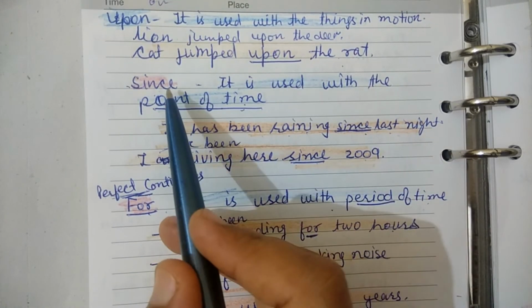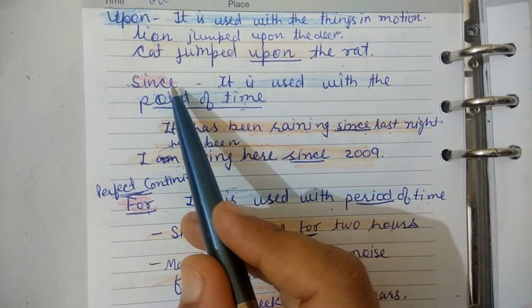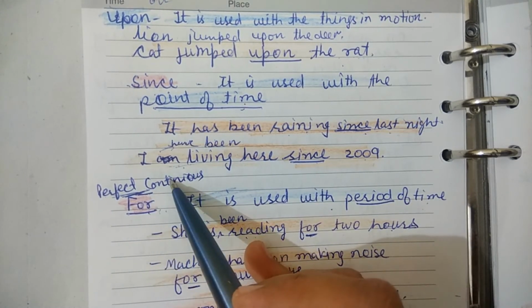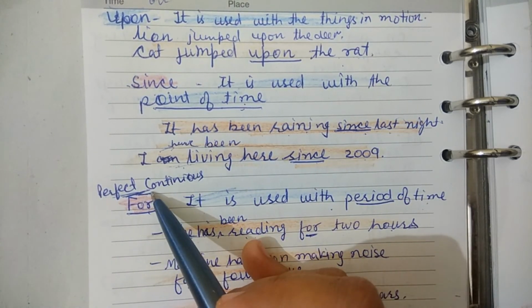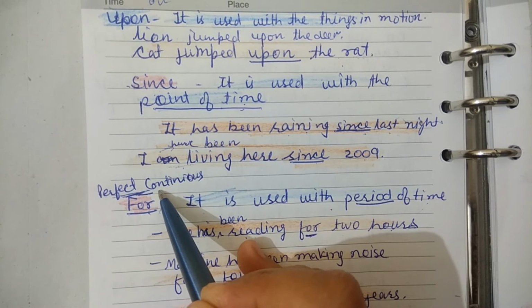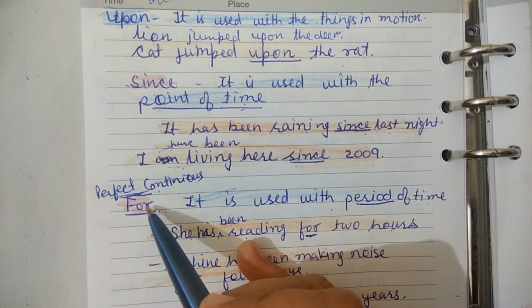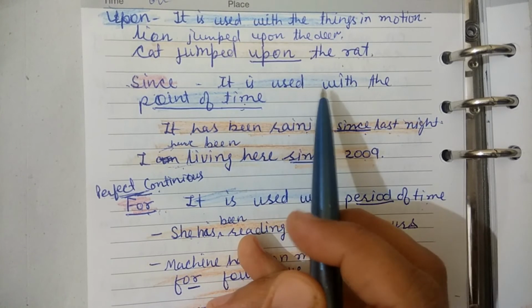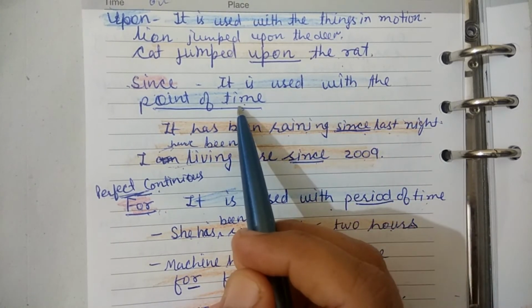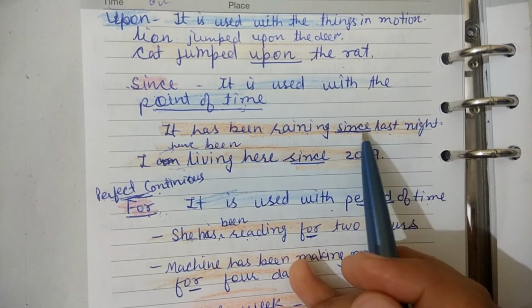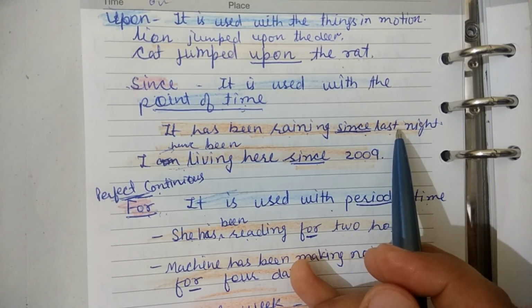Next preposition is since. Mostly prepositions since and for are used in perfect continuous tense. Perfect continuous, present perfect continuous, past perfect continuous. Perfect continuous mostly describe these two prepositions. Since is used with the point of time. For example, it has been raining since last night. Here is point of time, last night.